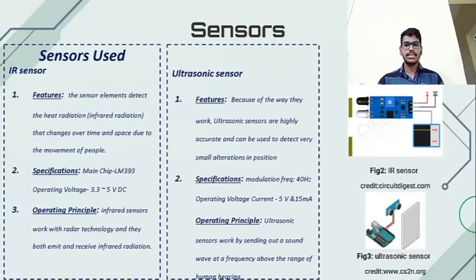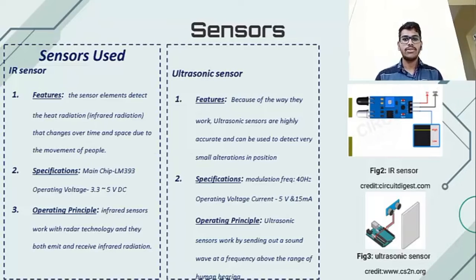Sensors. These are the sensors which I have used in my project. First one is IR sensor. The feature of it is that the element used in this sensor detects the heat radiation with the help of infrared radiations that change over time and space due to the movement of people. The specification of it is that the main chip used in the IR sensor is LM393, and the operating voltage of the IR sensor is from 3.3 volt to 5 volt. And the operating principle: infrared sensors work with radar technology, and they both emit and receive infrared radiations.